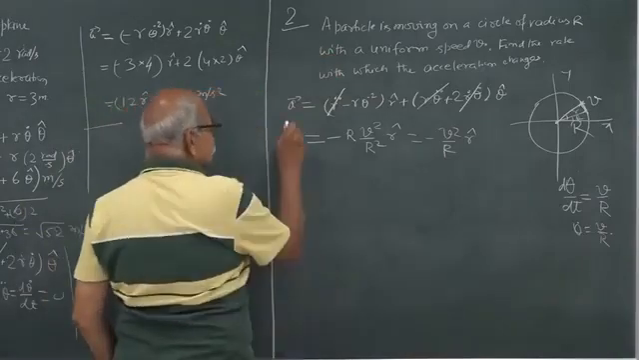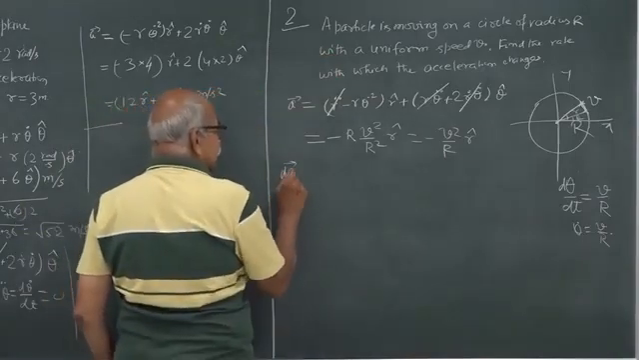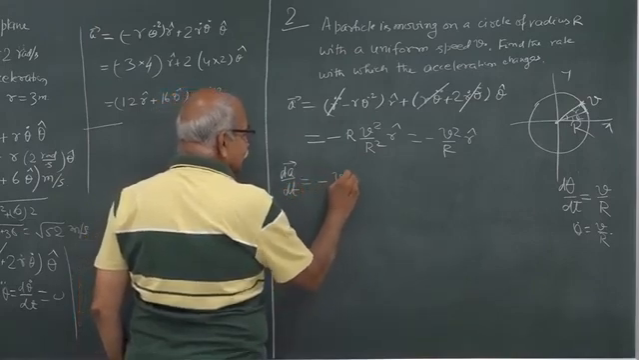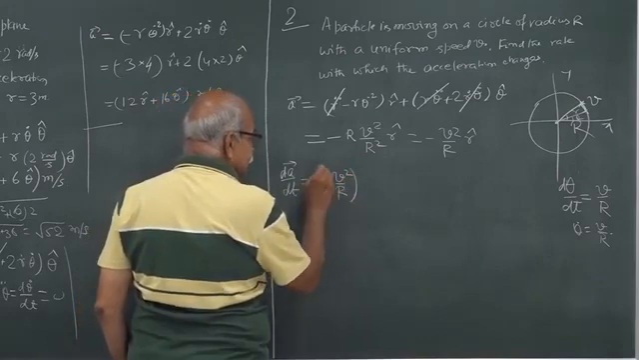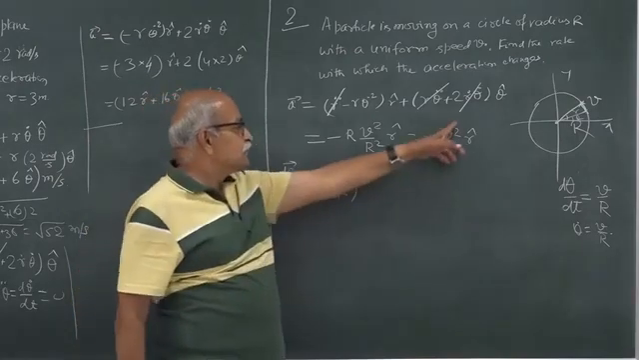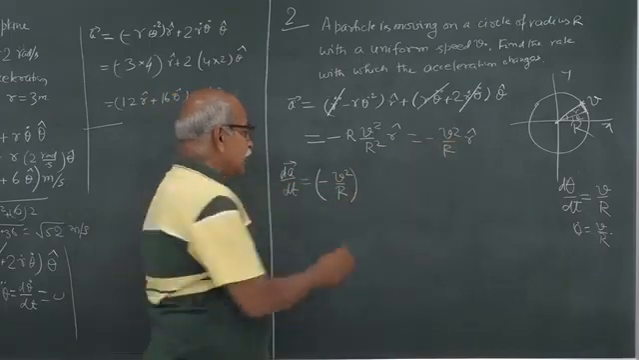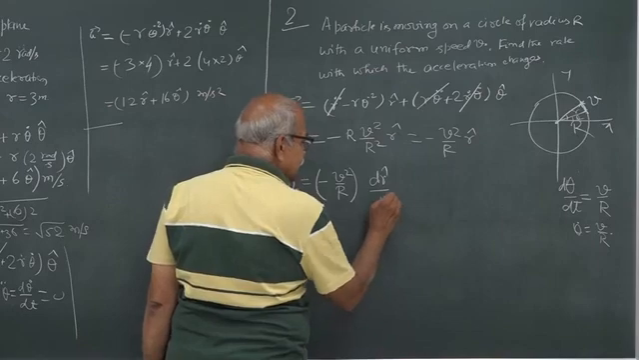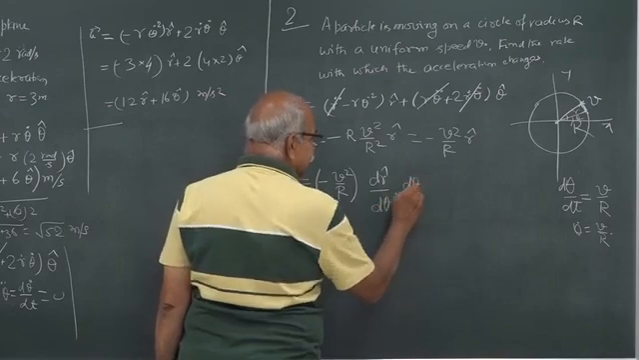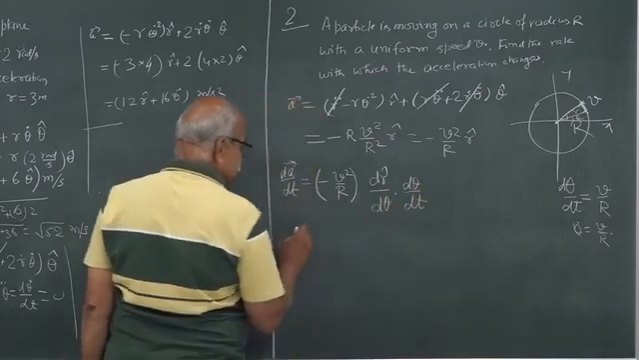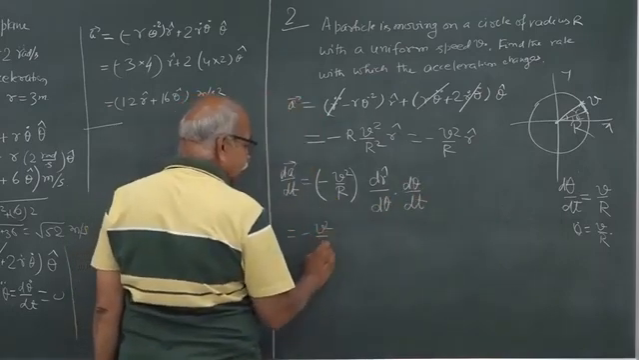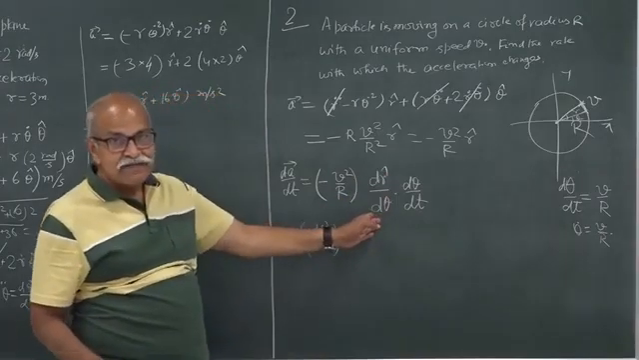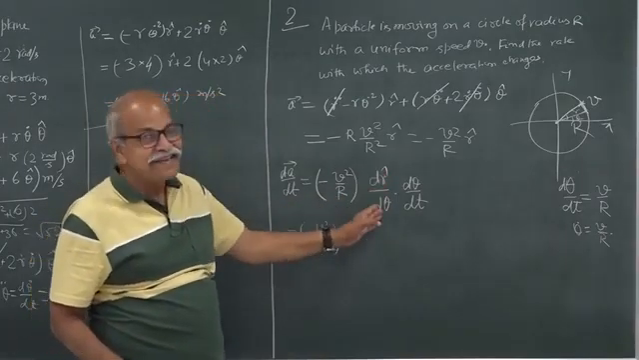Now comes the rate of change of acceleration dA dt. Minus v square by r is constant, r cap. So, this is dr cap dt, which is dr cap d theta, and then d theta dt, times minus v square by r. And what is dr cap d theta? dr cap d theta is theta cap.